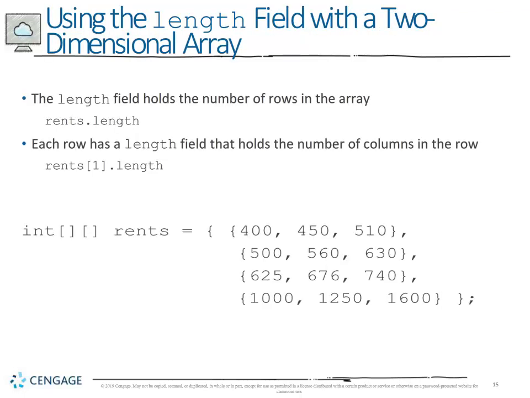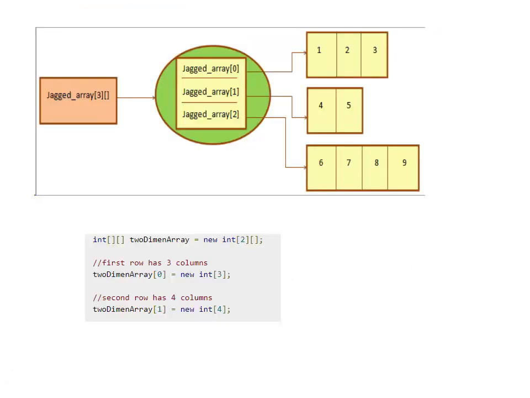In a two-dimensional array, the length field holds the number of rows in the array. So if we say rents.length, that's 4, because of the number of rows. And each row, in turn, has a length field that holds the number of columns in the row. So if we say rents[1].length, it will return 3 because we have 3 columns in the second row. In the previous slide, the rents array is not a jagged array because it has the same number of columns in each row. Here, let's talk about the jagged array.